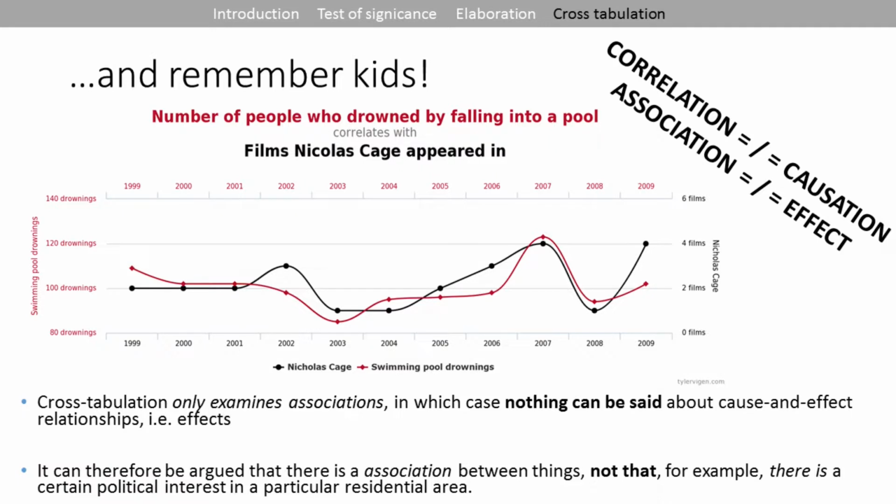And of course, when we think about the association between political interest and residential area, if it were a causal link, it would mean that if you move to a certain residential area, you just magically start to be interested in politics. Of course, this is not how it goes. There's just association, and the implications are totally different.